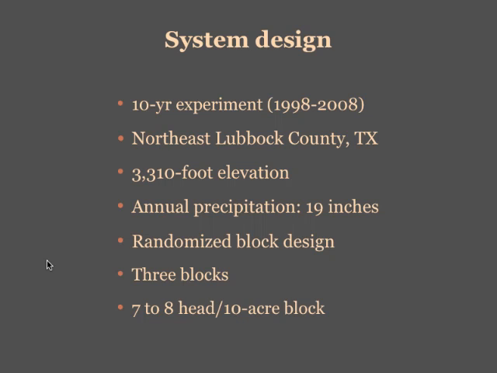So some of the basics on our system design, as I mentioned, this was a 10-year experiment. We're at an elevation of about 3,300 feet in northeastern Lubbock County. Rainfall is about 19 inches on average. This was a randomized block design with 3 blocks. And for the grazing system, each one of those blocks was about 10 acres, and we'd have 7 or 8 head grazing that entire 10-acre area.